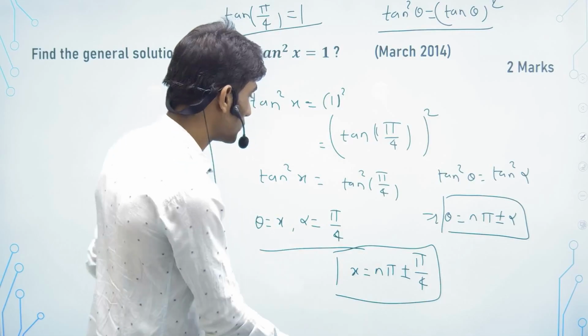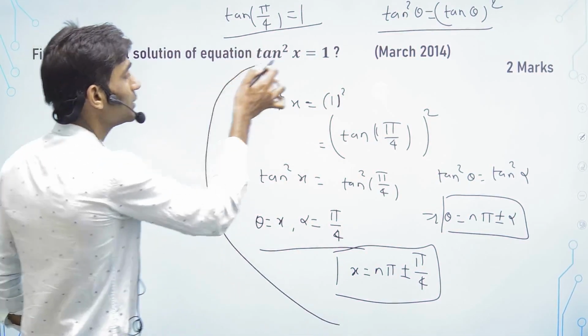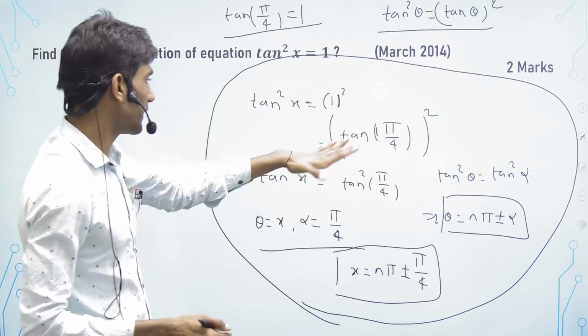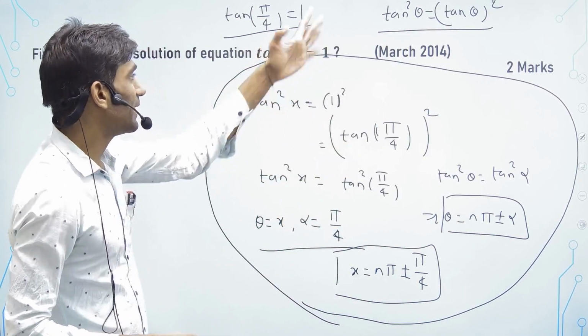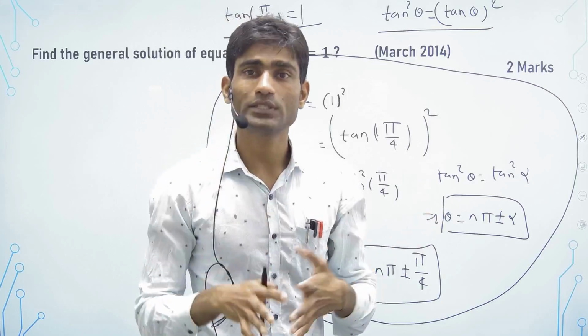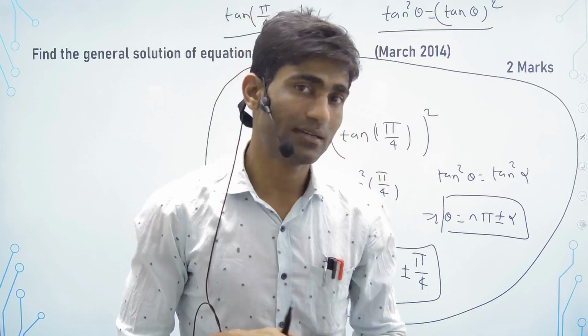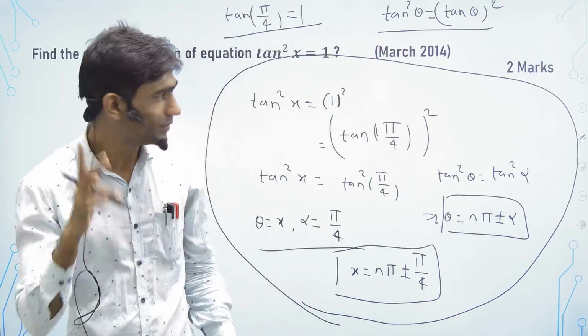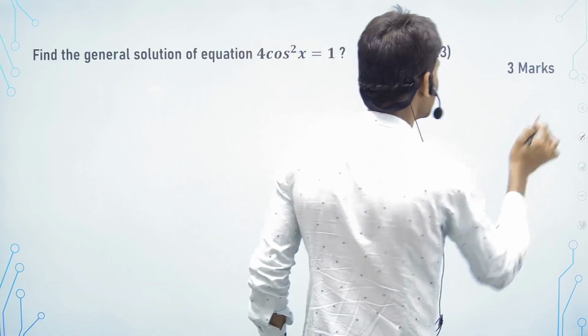I hope you all have understood this complete solution. Nothing is difficult here. What we did is we transformed the other side into the form of a square, and then we directly applied the result for tan square theta equal to tan square alpha. I hope you all have understood. Let's move to another example of general solution.